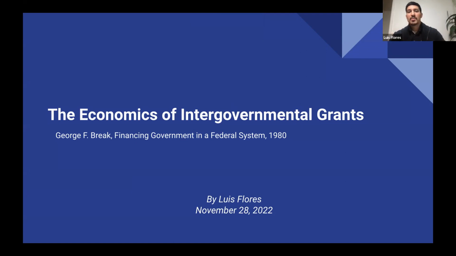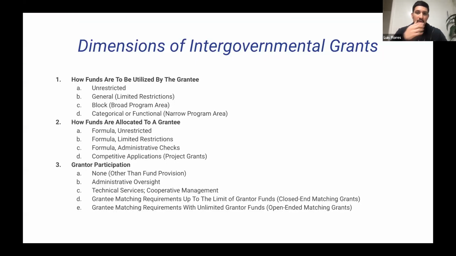And of course, we pretty much already laid a foundation for a lot of what we'll talk about right now with the economics of intergovernmental grants with my colleagues' presentations, and really talking about how cooperative federalism is able to succeed, based on the ability of the federal government to act and allocate resources to the states and eventually the local governments to be able to achieve federal goals, and of course, in the process, help states and local governments achieve their goals. But in starting, George Break pretty much outlines particular dimensions of intergovernmental grants, of which, of course, there are several.